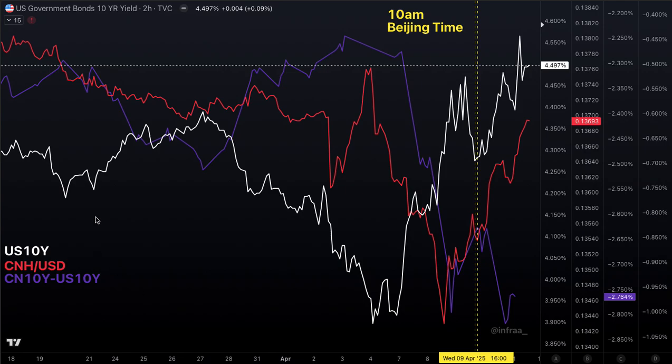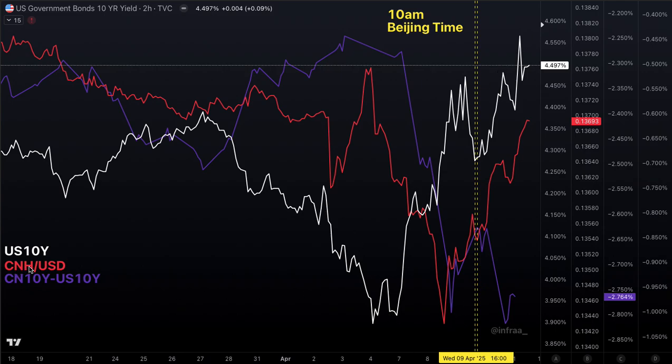Was selling US Treasuries, but who was it? Was it China, Japan, Europe? Let's take a look. So here in white, we see the US 10-year yield. We know it rose dramatically over the week here.